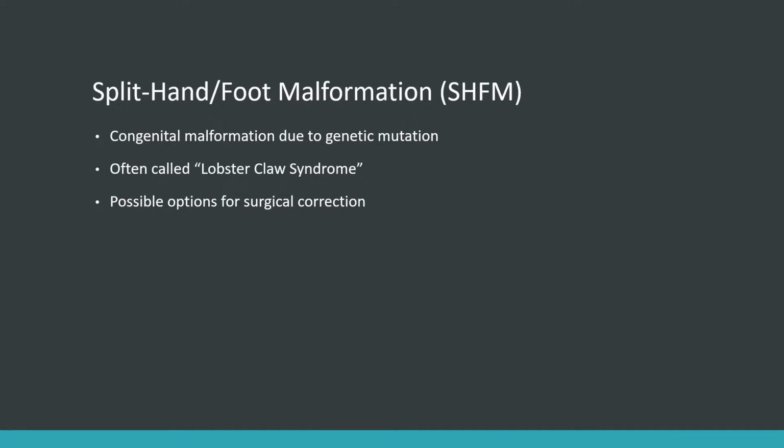As stated in the previous slide, split hand-foot malformation is a congenital malformation that is caused by a genetic mutation due to either deletion or transformation of genes. Because of the way it looks, with the absence of the middle finger and fusing of the other fingers with a cleft in the middle, it is often referred to as lobster claw syndrome. Some patients only suffer from the malformation, while others have other symptoms including deafness, absence of an iris, or even complete absence of the hand, in addition to the claw.